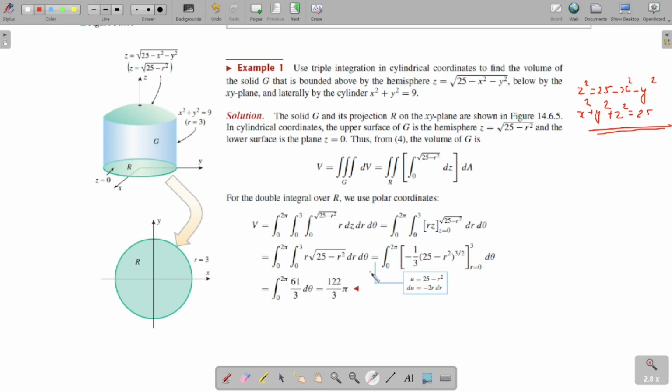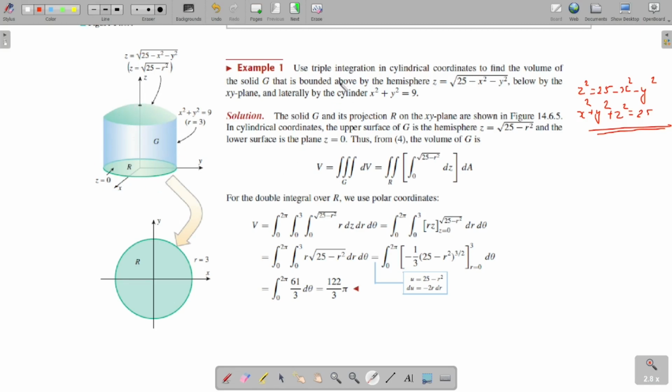But here we are considering only the hemisphere, that is only the positive part of z. For that we are taking z equal to square root of. Since it is taken as square root of this one, we are considering only the positive values of z. That is, you are considering the upper hemisphere. So this part is the upper hemisphere, and the lateral part is a cylinder. Now the lower part is the xy plane. That is our solid G here.